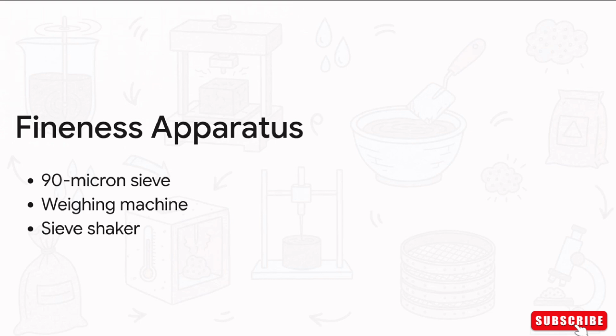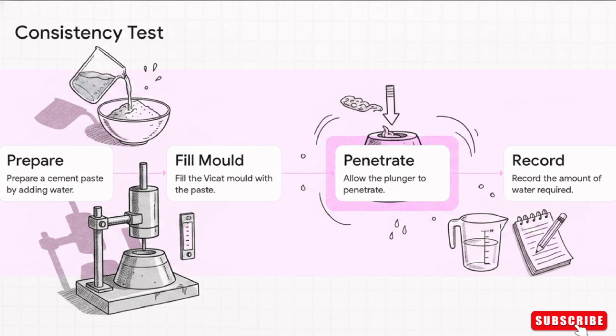But here is the absolute most crucial point for your competitive exams, so definitely take note. The residue retained on that sieve must never, ever exceed the specified limit. You'll definitely want to etch that into your memory right now. Moving just across the bench, we transition into the standard consistency test.